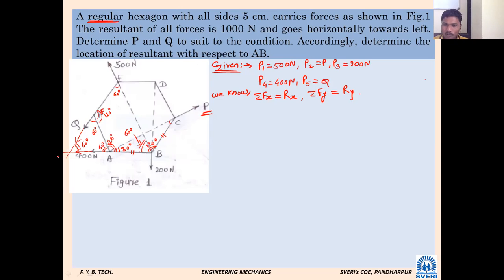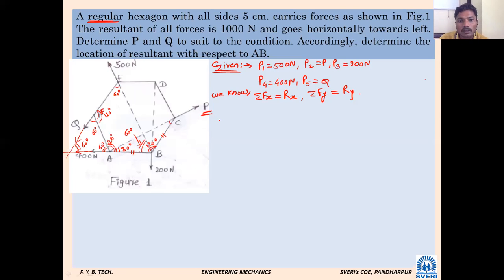The problem is finished. Now only calculations remain. Simple calculation. Do you know how to solve simultaneous equations? Two equations, two unknowns. You will get two equations with two unknowns, P and Q, that you have to solve. Now it is the mathematics part. Let us go quickly. So, summation Fx now.